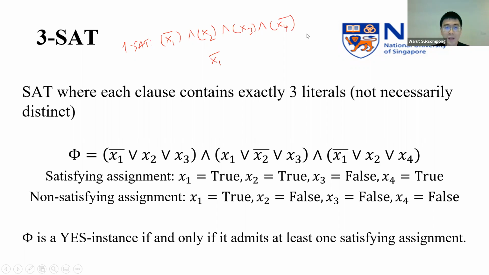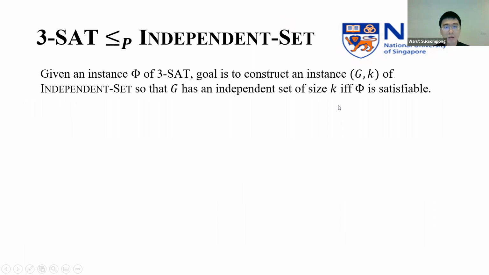Okay, this is an important problem in the study of complexity, and we'll see why later. But we were talking about 3SAT and its reduction to independent set. We want to show that 3SAT can be reduced in polynomial time to the problem independent set. We call it independent set.